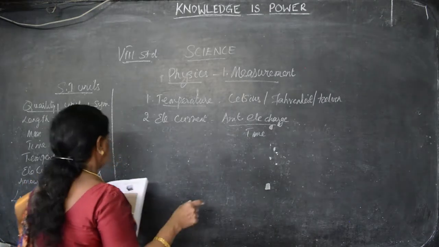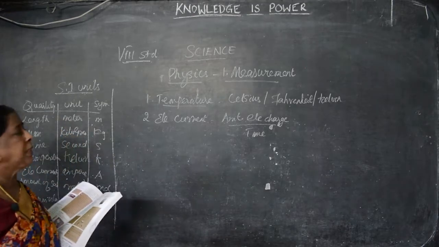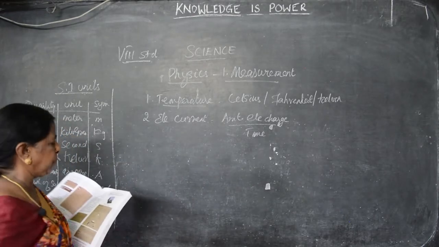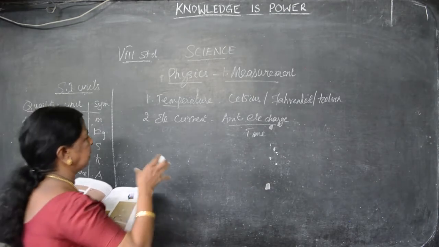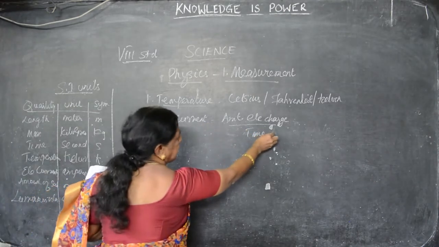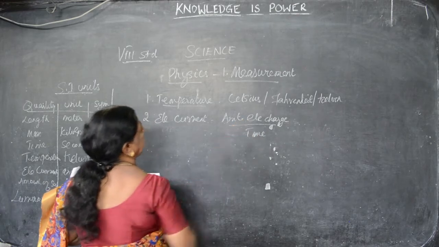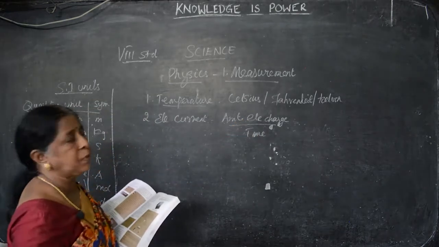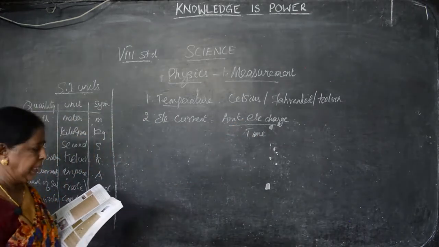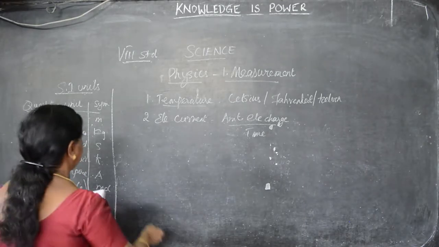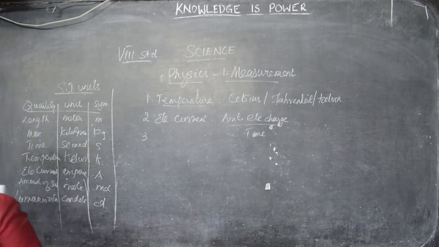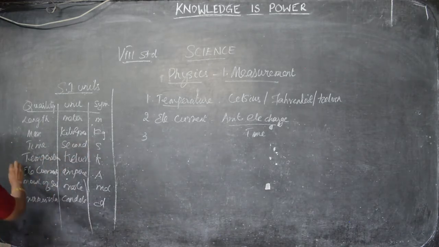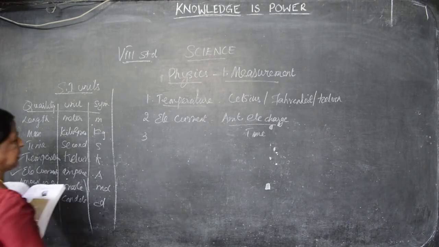So, what is the device or instrument? Ammeter is the instrument to find out the flow of electricity. How can we find out the electric current? From the amount of electric charge and the time taken. The device used to find out the electric current is the ammeter. The third one is amount of substance.